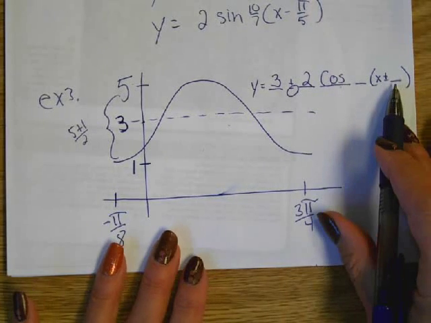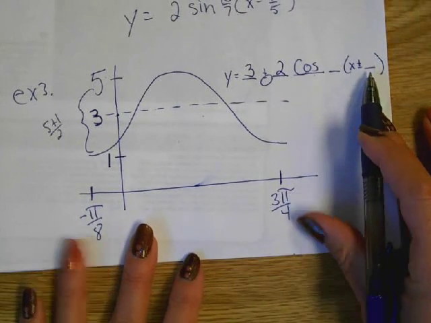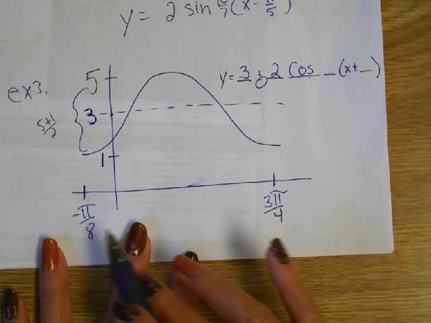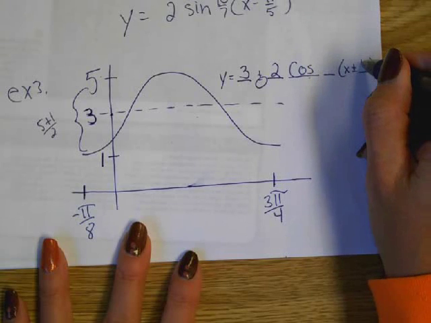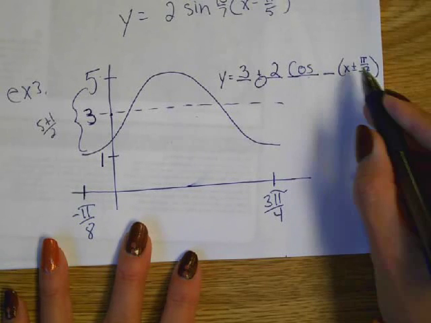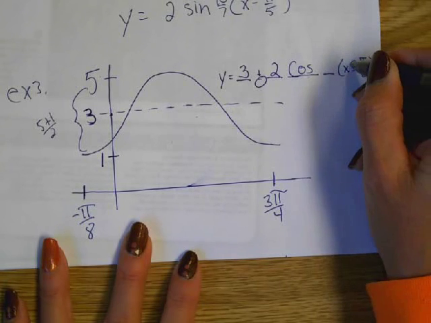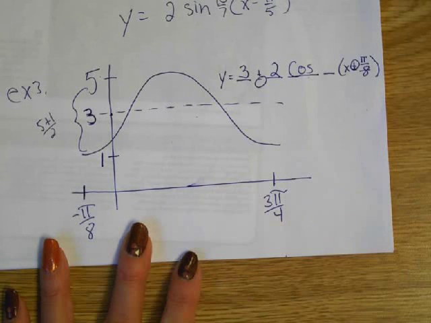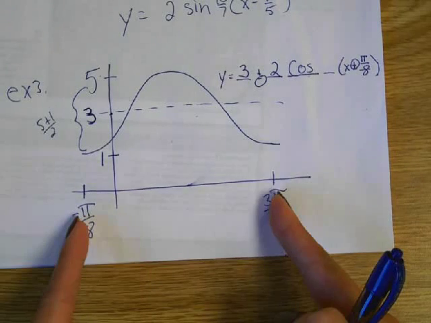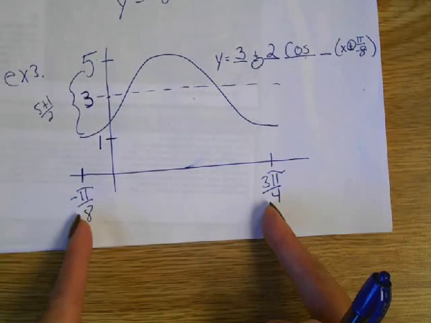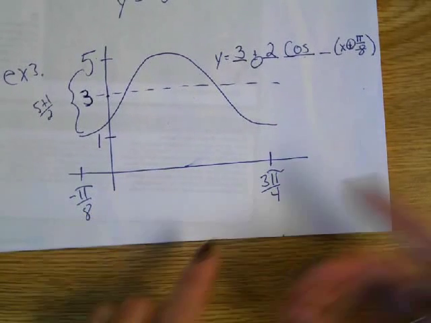How about phase shift? Which way did it get pulled? And how much? Went to the left, pi over 8. So do you want a plus pi over 8 or a minus pi over 8? Plus. Just the opposite of what's there. And now again, that stinking b, you've got to find this distance and set 2 pi over b equal to the distance. And you find distance by subtracting the values.